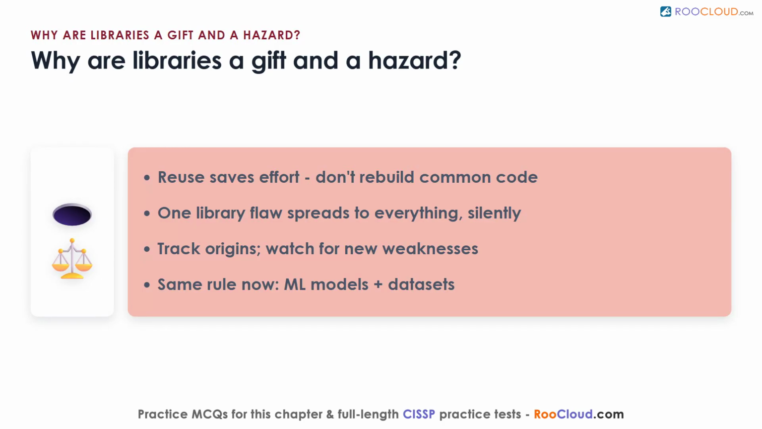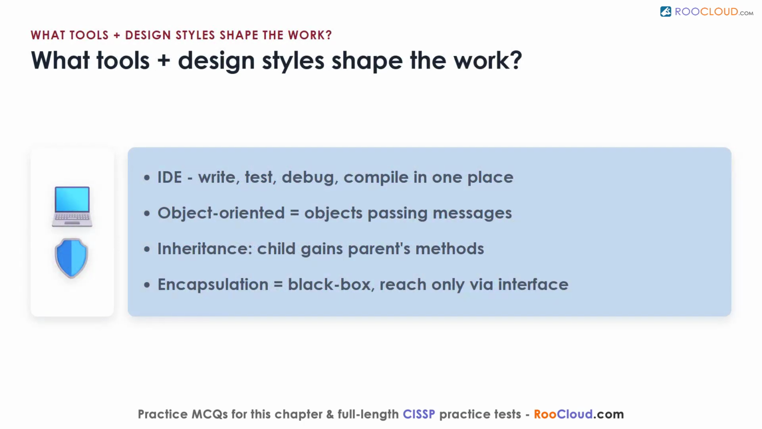The same discipline now extends to machine learning, where pulling a pre-trained model or dataset from an untrusted source can smuggle in hidden backdoors or poison behavior. What tools and design styles shape how developers work?